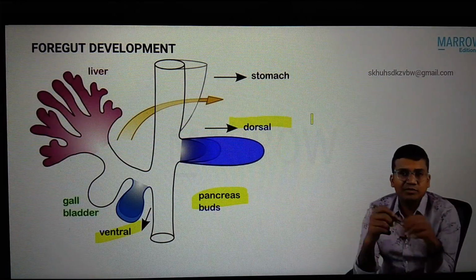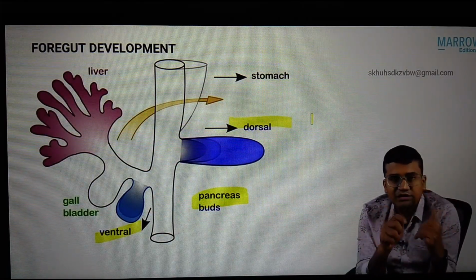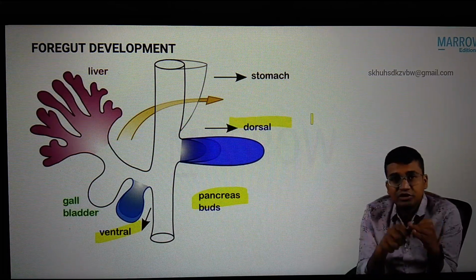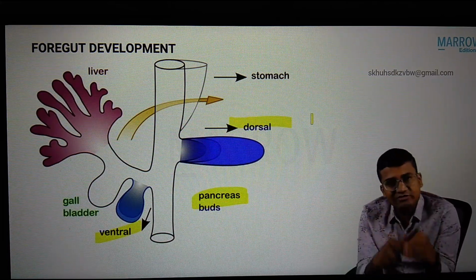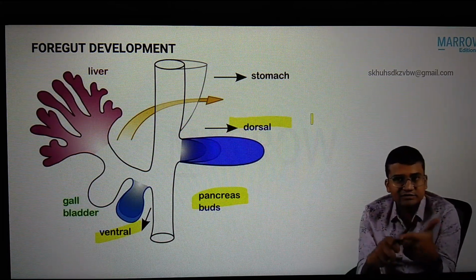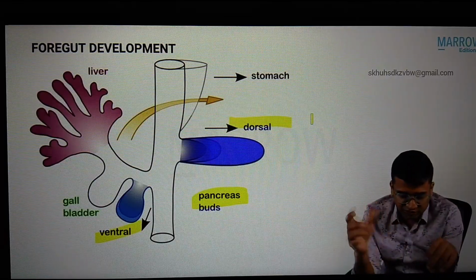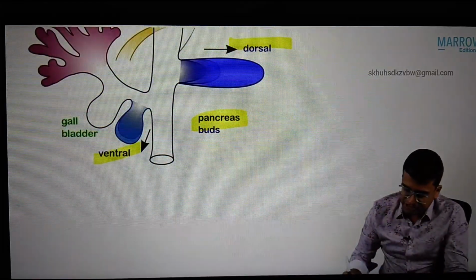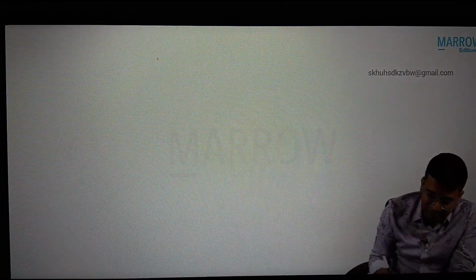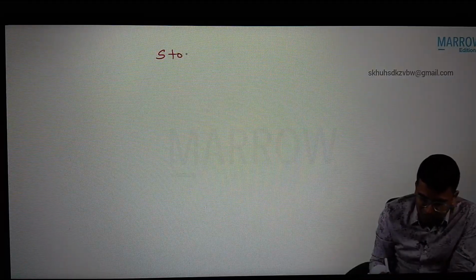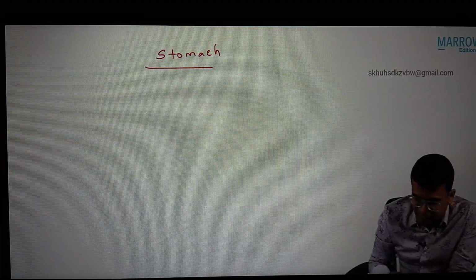So, in the foregut development, we're going to discuss the development of stomach, development of duodenum, development of liver, and development of pancreas. So these four organs we see. Now first we're going to see the development of stomach. For stomach development, first we have to know some basic points about the rotation of the stomach.